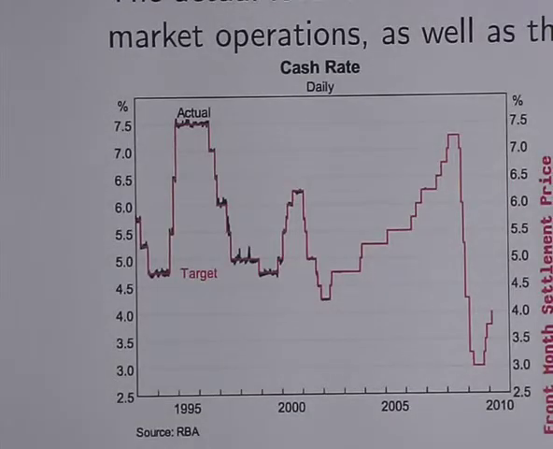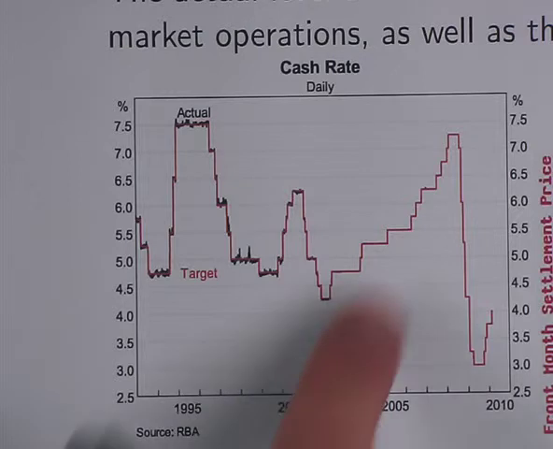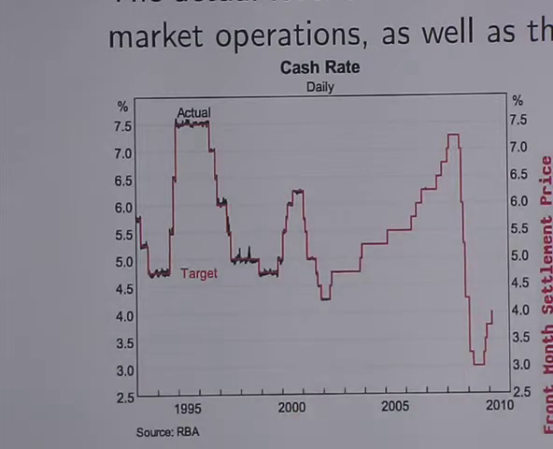So here, I have two lines. I have the cash rate, that's the daily cash rate for Australia from 93 to 2010. The red line, that's the target. That's what the Reserve Bank sets. And the black line is the actual cash rate. And at least on the left side here, until about 2002, there are periods where these two are not exactly the same.